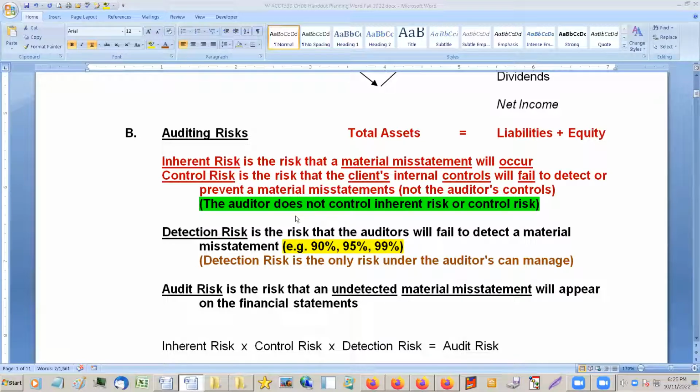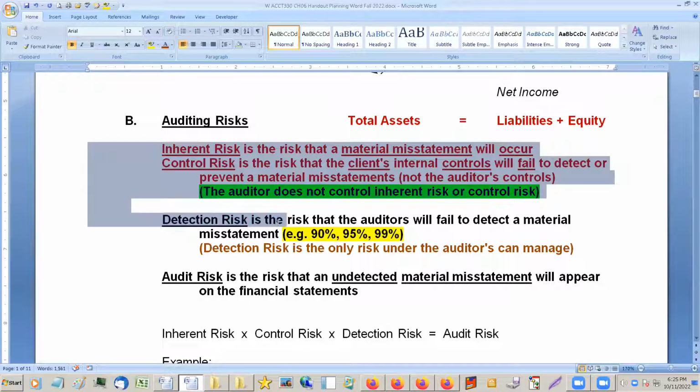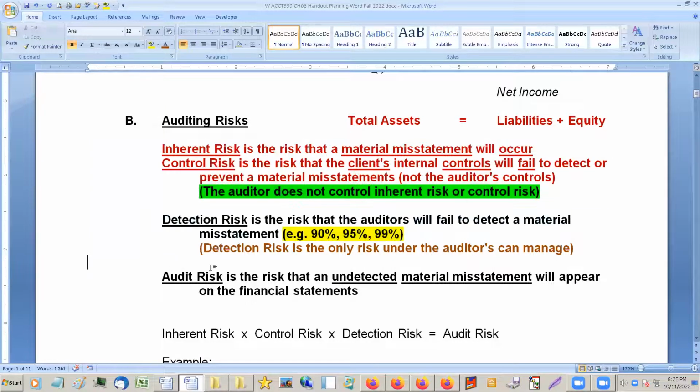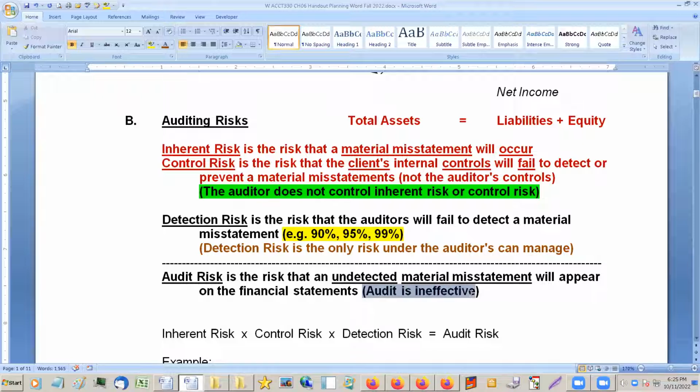Okay, so if these three occur, this is sort of the end result. If everything fails, you end up with this risk here. And that means that the audit has failed, that the audit is ineffective. The audit did not do what it was supposed to do.